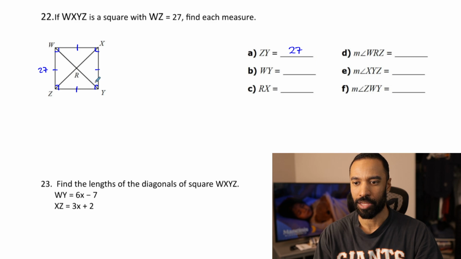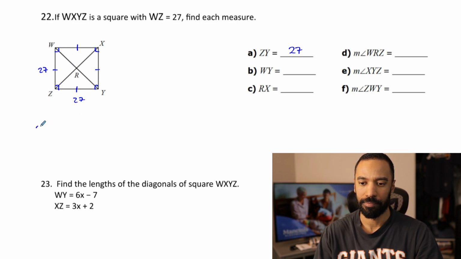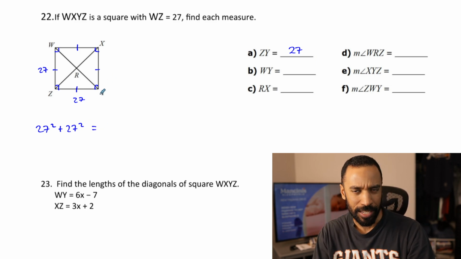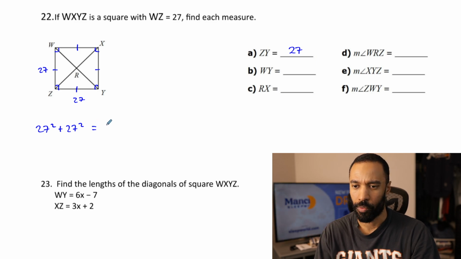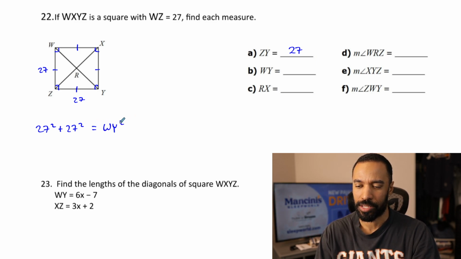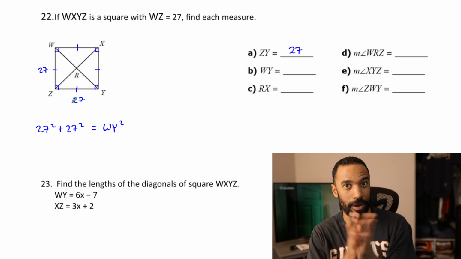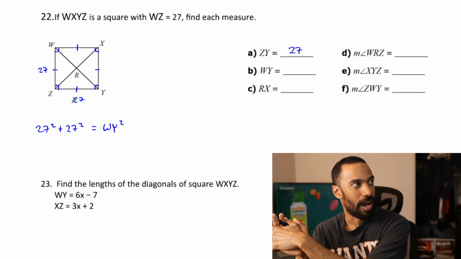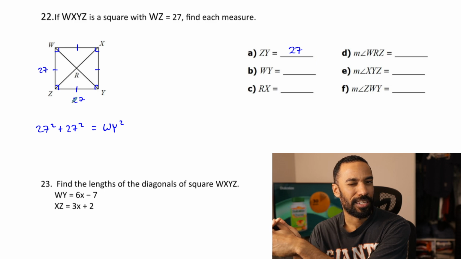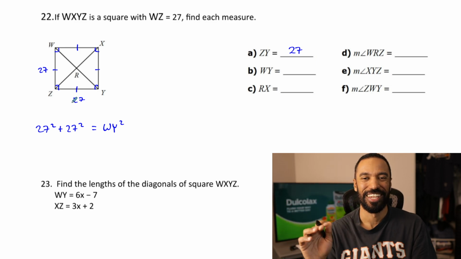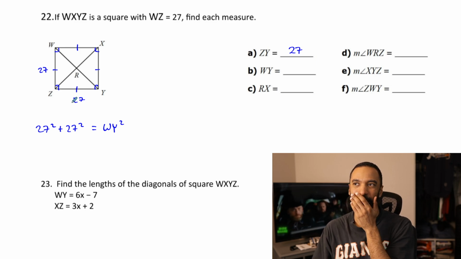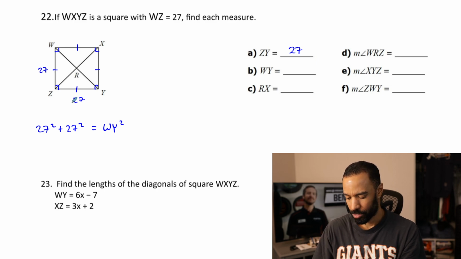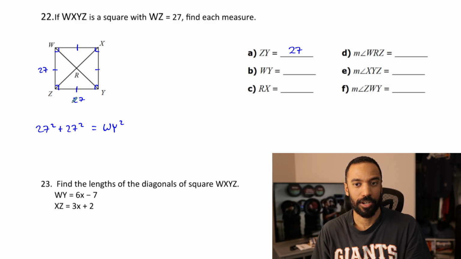WY is this length right here. So if these are both 27, let's go to Pythagorean theorem here. This is something you're going to learn later about what's called a 45-45-90 right triangle. It's a 1-to-1 to root 2 relationship. I'm going to give you this answer as accurately as I can. 27 squared, however, I don't know off the top of my head. 729? No. Yeah, 729. I didn't know that.